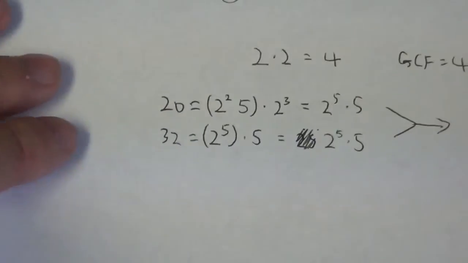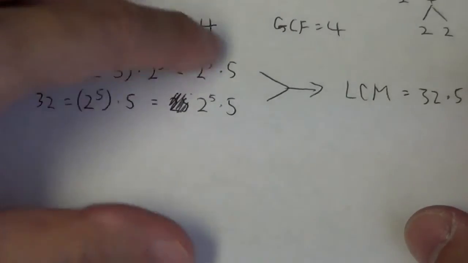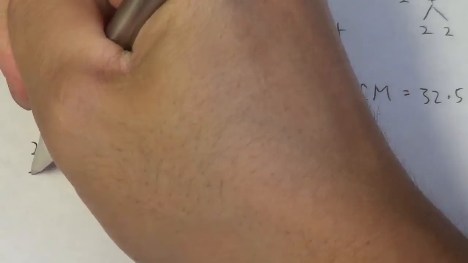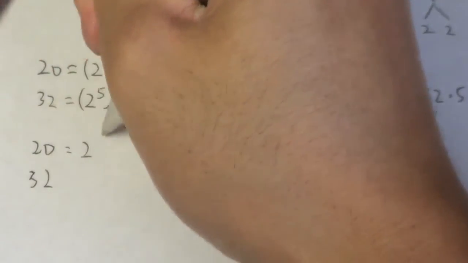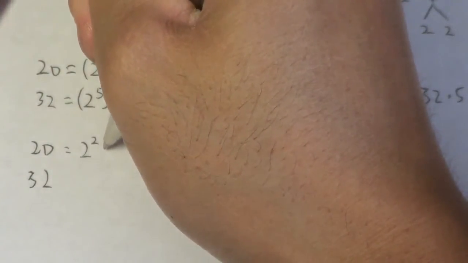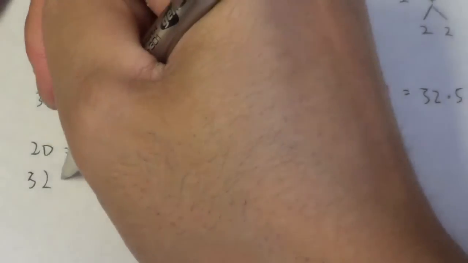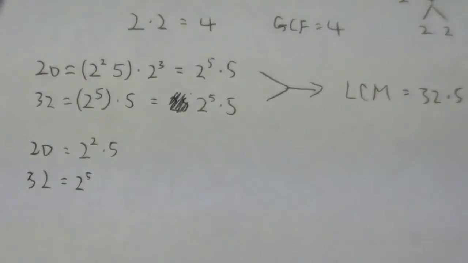There's another way of looking at this information that might make more sense. I'm going to rewrite it. So we had 2 to the power of 2 times 5, and 2 to the power of 5. It's basically a comparison, so I'm going to draw a line.